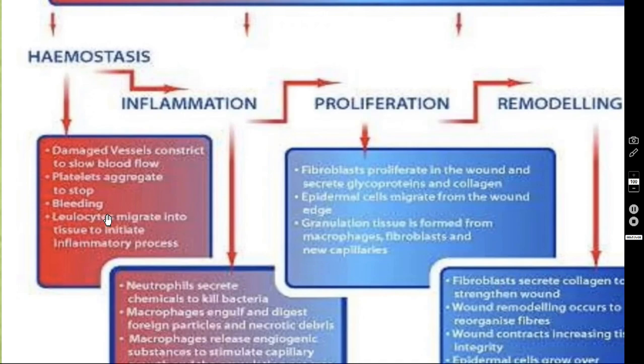In the inflammatory phase, damaged vessels constrict to slow the blood flow, and then the platelets aggregate to stop bleeding. Platelet aggregation is the most important thing, and it forms the fibrin to form a clot, so that will stop the bleeding. The leukocytes, mainly polymorphs, migrate into the tissue to initiate the inflammatory process.